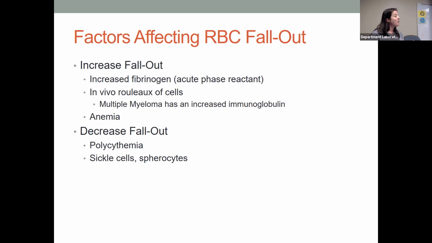All right, so that's the opposite of polycythemia vera, where you have increased red cells, not a lot of plasma. So your ESR is going to be decreased in polycythemia. Okay, does that make sense? And anytime you have an altered red cell shape, sickle cells, they cannot rouleau, right? They can't stick to each other, so they will have a decreased ESR. Spherocytes, because their membrane is altered, they cannot rouleau, so that will result in a decreased ESR value as well.